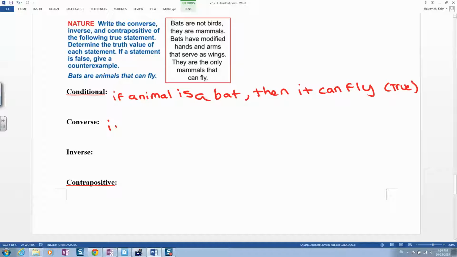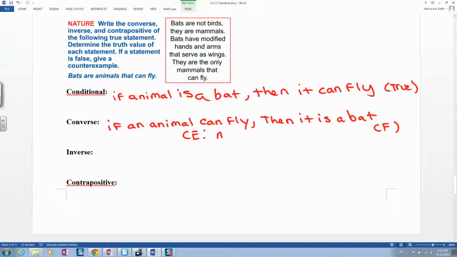The converse: if an animal can fly, so you switch the hypothesis and conclusion, then it is a bat. That is false. The counterexample to that would be a bird, which is an animal that can fly and is not a bat.